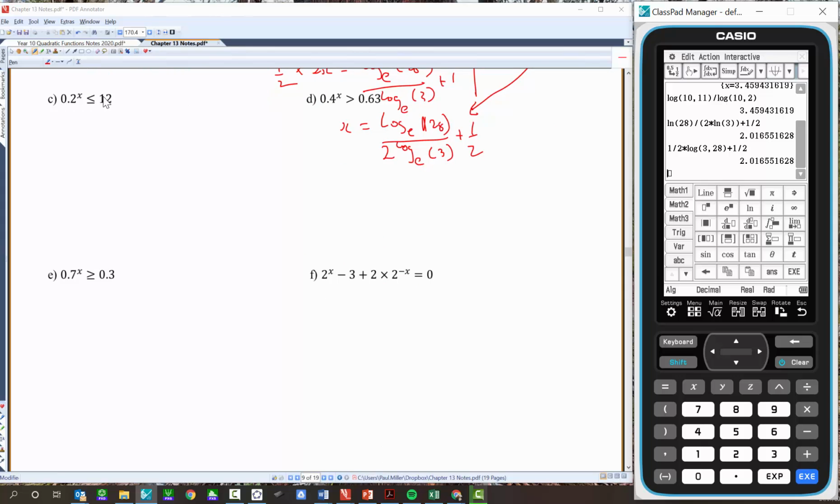The technique I'm going to use for this one is to log both sides. So I'm going to choose a base. Just to vary it up, I'm going to go back to log base 10: log 10 of 0.2 to the x is less than or equal to log 10 of 12. I'm going to grab that x and throw it to the front: x log 10 of 0.2 is less than or equal to log 10 of 12.